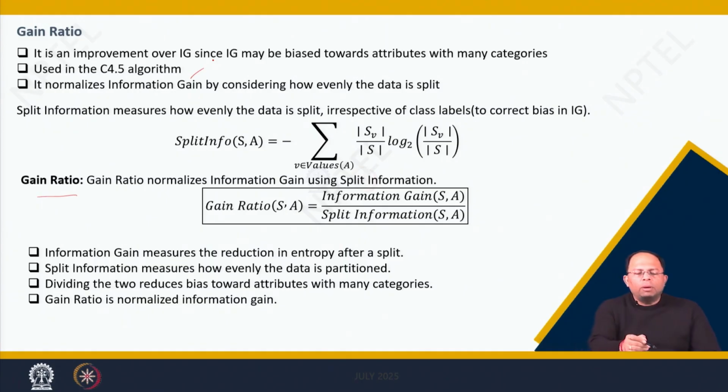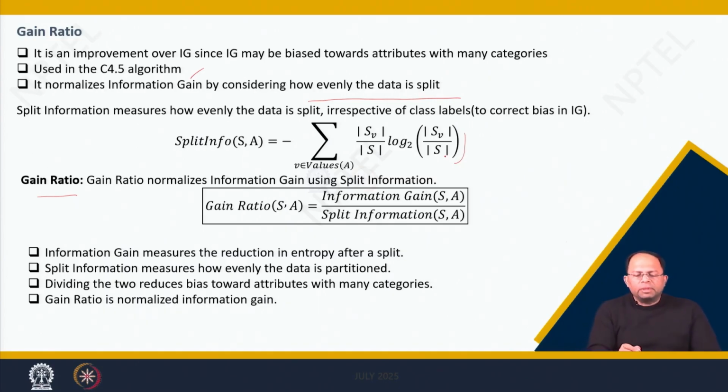This normalization of information gain looks at how evenly the data is split, and based on that we can move forward. Split information measures how evenly the data is split, irrespective of class labels, to correct bias in information gain. So split info S,A is equal to minus the summation, for different values of A, of SV by S, then log to the base 2 of SV by S.